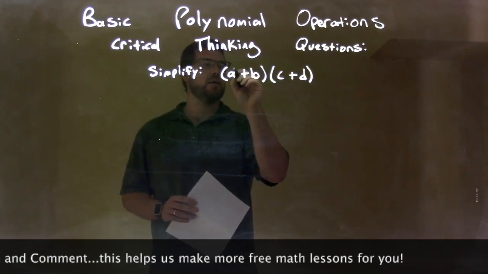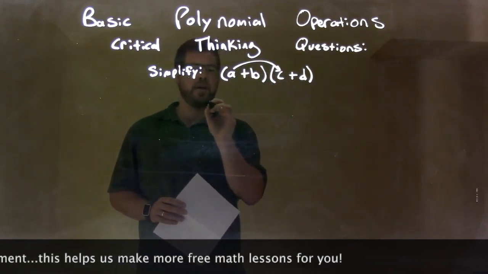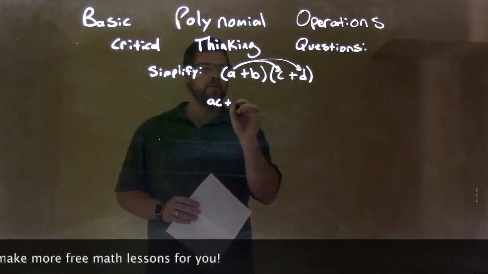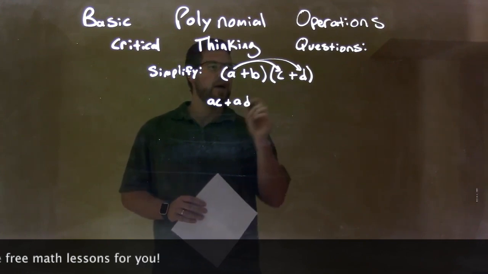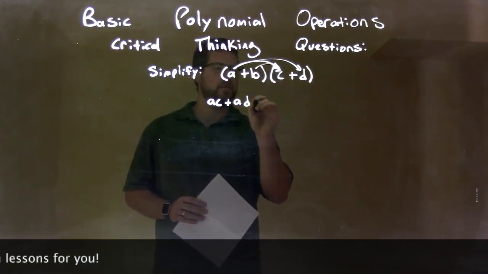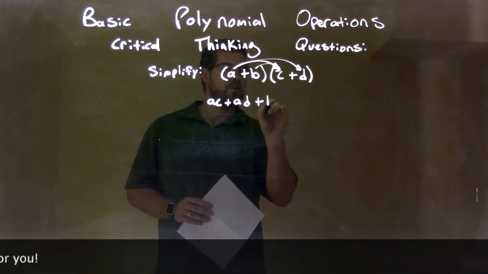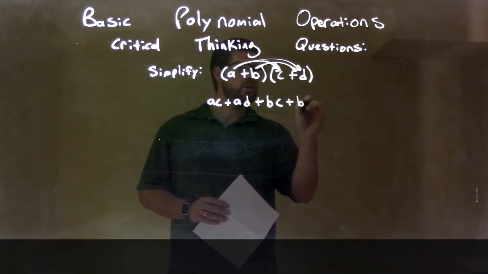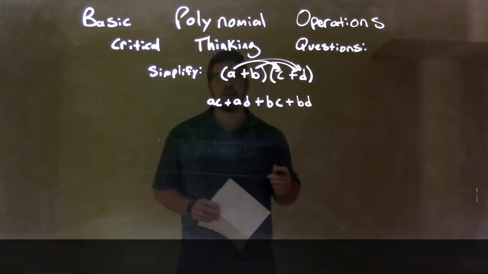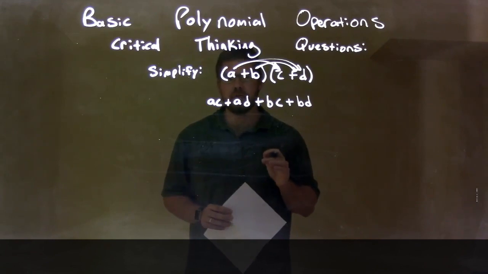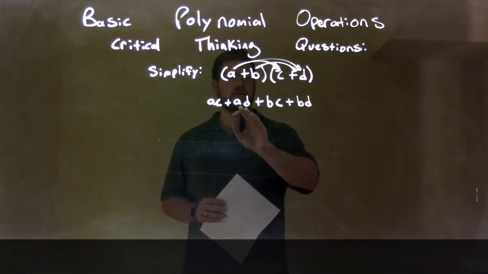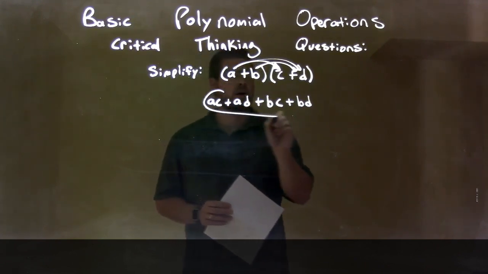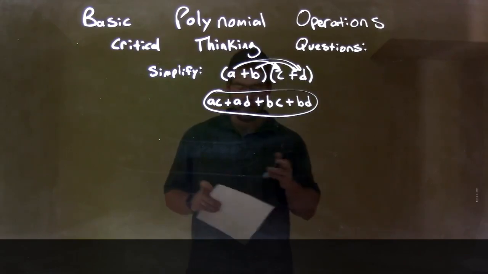So A times C is just an AC. Then A times D is still an AD. Then B times C, finished the A's, now we're on the B's, is just a BC. And B times D is just BD. And that's actually it. There's no like terms that we can combine. There are combinations A times C, A times D, B times C, and B times D. And so this, in fact, would be our final answer.